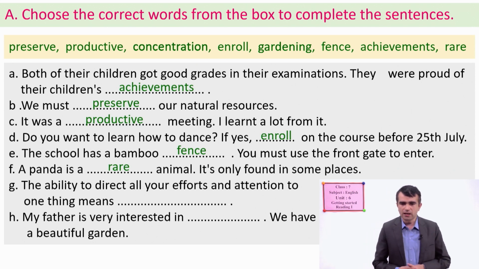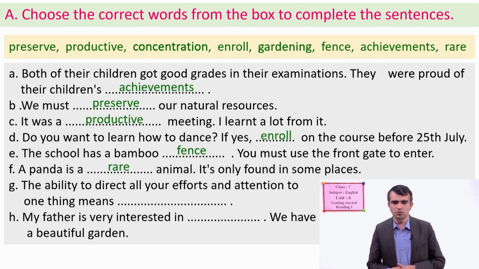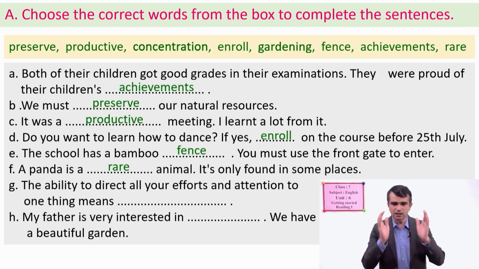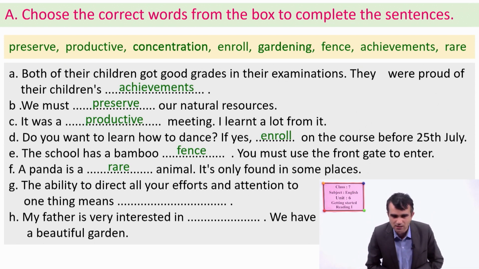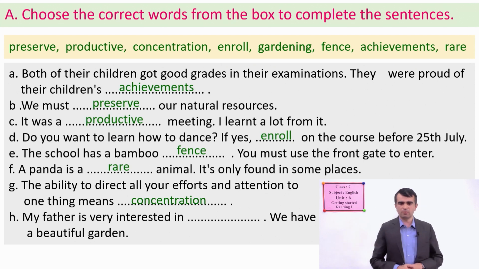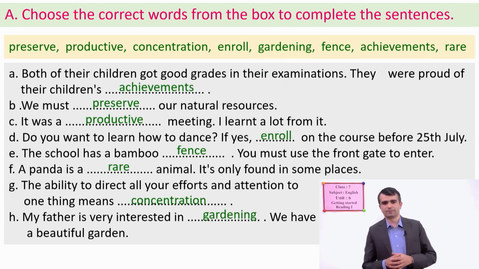Now, number G. The ability to direct all your efforts and attention to one thing means, what is it? Giving attention, paying attention to something means, what is it? Very good, concentration. Okay, concentration. And the last one, my father is very interested in space. We have a beautiful garden. Now you can know it easily, only one word is left, isn't it? That is gardening. Is it? Okay, you did very well.